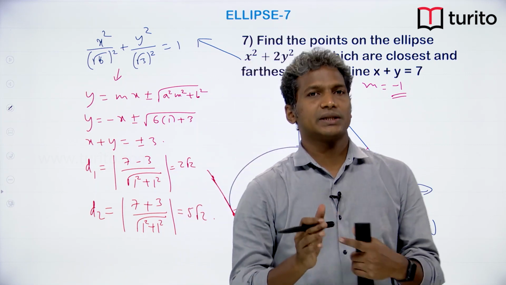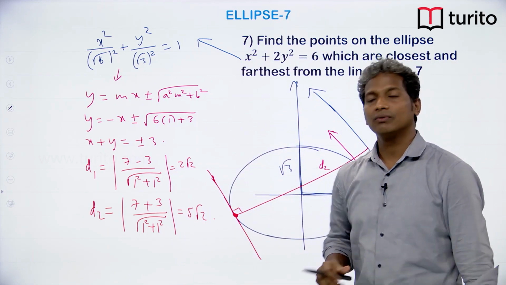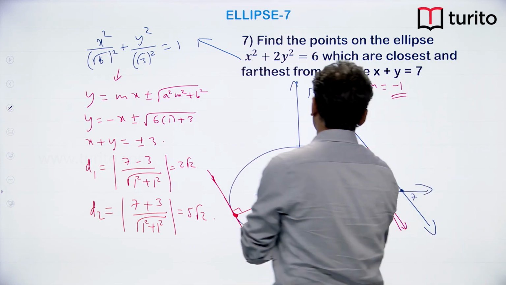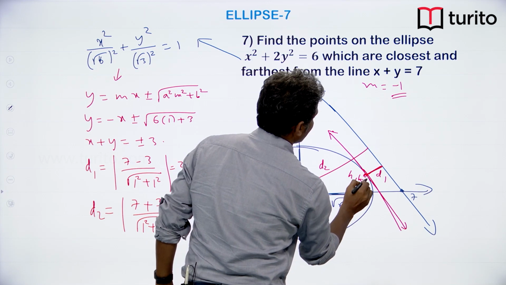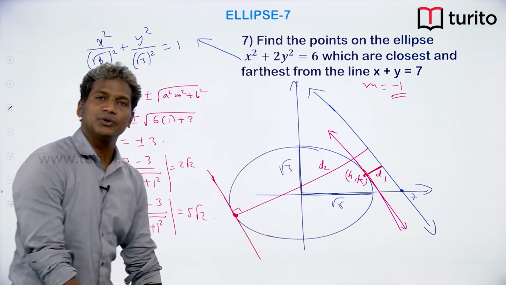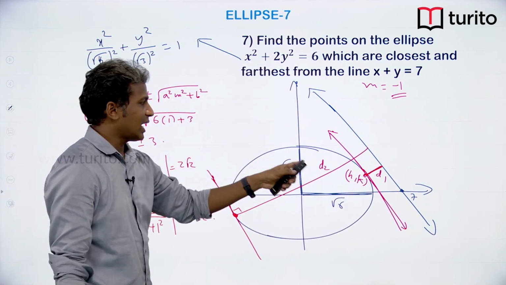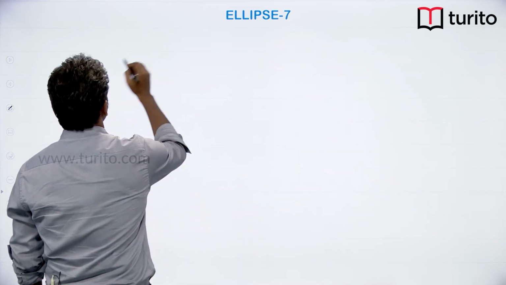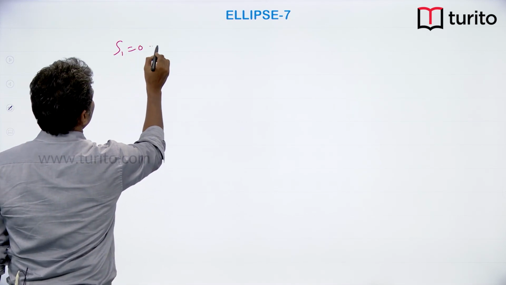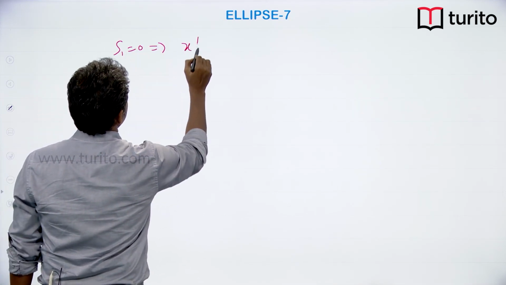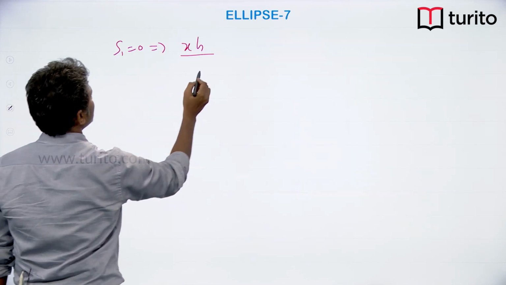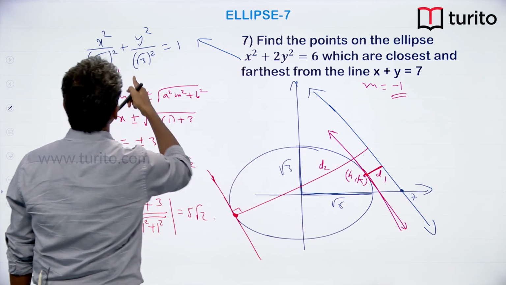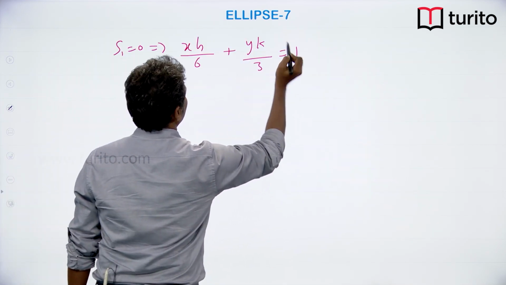If we are interested in distances, we just killed it, but we are interested in the points. So, let us say this point is h comma k. So, you know how to get the equation of tangent at a point. At a point means the point must be on the ellipse. So, it is going to be S1 equal to 0, which will be xh by a square, that is 6, plus yk by b square, which is 3, equal to 1.